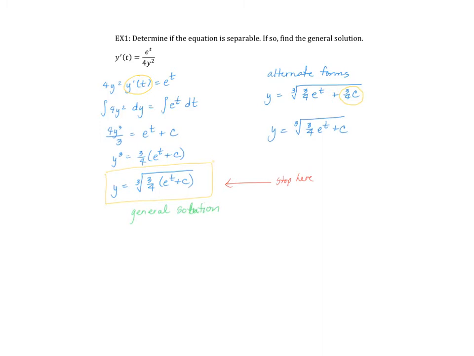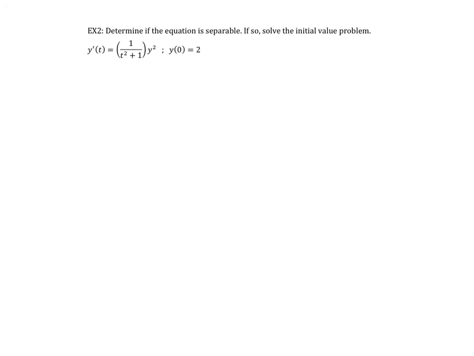Alright, let's go ahead and look at another example. In example 2, we have to determine if the equation is separable. This time we do have initial conditions, so we can find a specific solution to this differential equation. If it's separable, I should be able to get the y's on one side, which I can. If I divide by y squared, I get the derivative over y squared is equal to 1 over t squared. Oops, sorry.